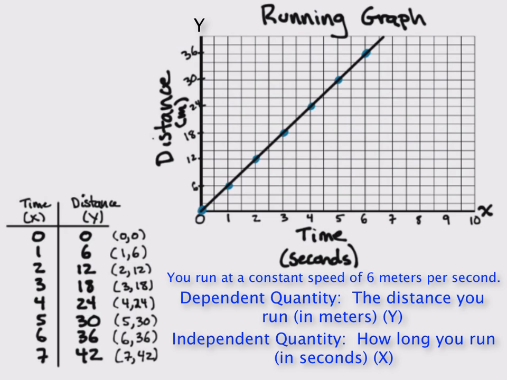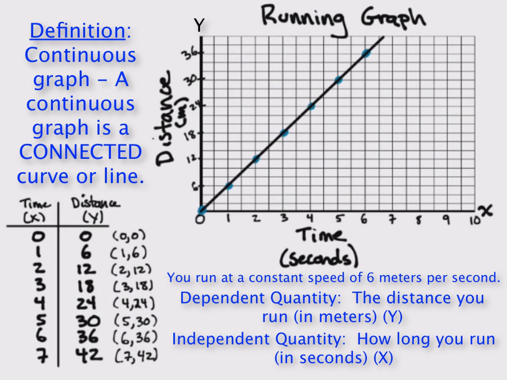It's not like you just magically appear 6 meters farther ahead the next second. You are constantly running maybe an inch at a time, or a centimeter at a time, or a millimeter at a time for every small enough piece of time. So in this case, it does make sense to connect our dots and draw a continuous graph. And a continuous graph is a connected curve or line.